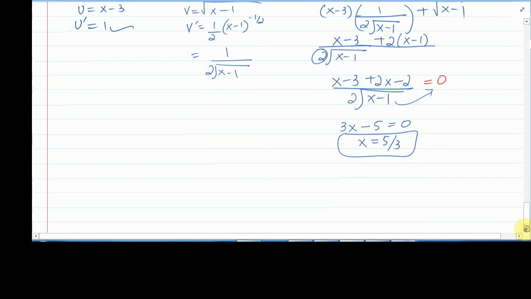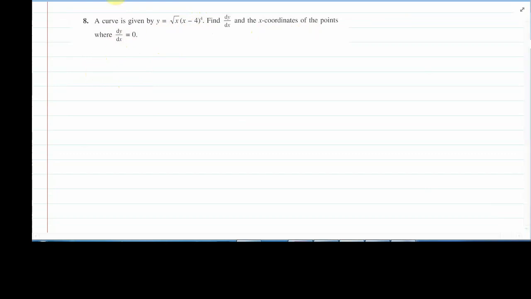Alright, so moving on, next question, it's question number 8. A curve is given by y equals under root x times x minus 4 power 4. Find dy by dx and the x coordinate of the point where dy by dx equals 0. Now that is very much similar to the last question we have attempted, in which the gradient is 0.